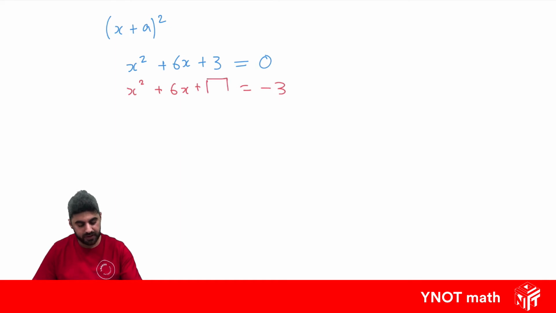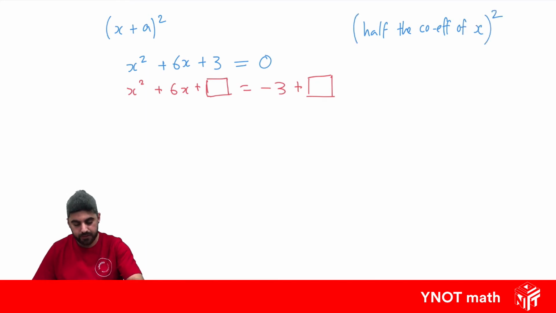Now, we're looking for something to add to this equation to make a perfect square. But whatever we add to one side, we need to add to the other. The thing we need to add is half the coefficient of x, and then we square it. So let's do just that. The coefficient of x is 6, so we're going to take 6 divided by 2 and square it. And do the same thing over here.